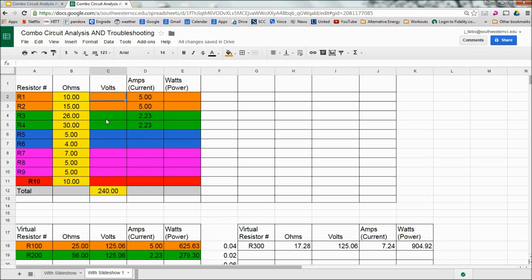I can tell the sheet now I want you to equal I times R to give me the voltage drop. I want my wattage to equal pi, I times E. Now because I have color code here, I can drag this down and it will copy that formula for me for each row. And I want this one to do the same thing.